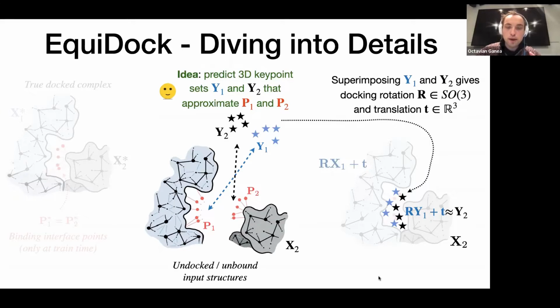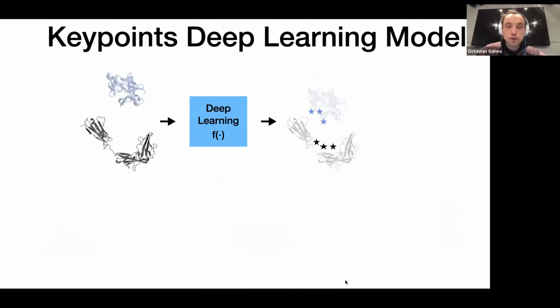So the idea is to use a deep learning model to predict these 3D key point sets, Y1 and Y2. I'm going to show first the deep learning architecture to predict Y1 and Y2, and what kind of constraints we want to impose there. Then I'm going to show what exactly this approximate P1 and P2 sentence means, because that's currently a little bit ambiguous, since we have to deal with sets, unordered lists of objects, of 3D points.